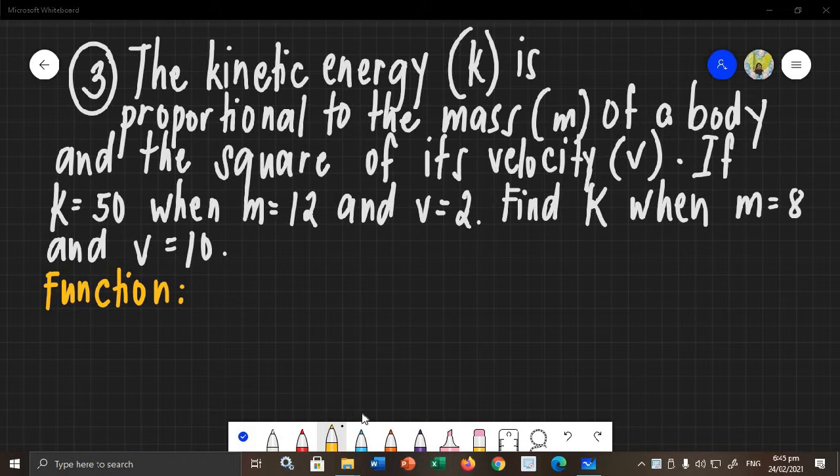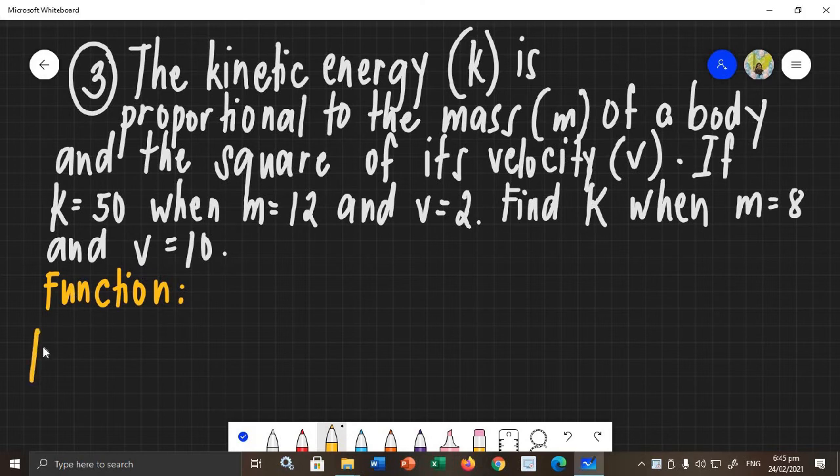So, of course, first we need to derive a function using the first phrase here in the problem. Okay, so sabi, the kinetic energy K, so K is proportional to the mass M and the square of velocity v. So capital K is equal to K, small k, which is the constant of variation, proportional to the mass m, and to the square of its velocity v. So it is v squared.